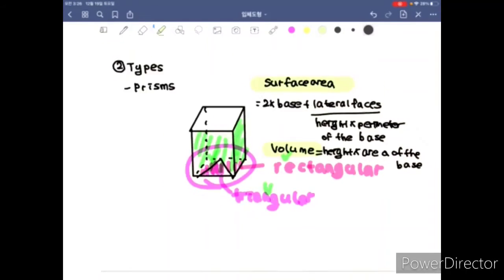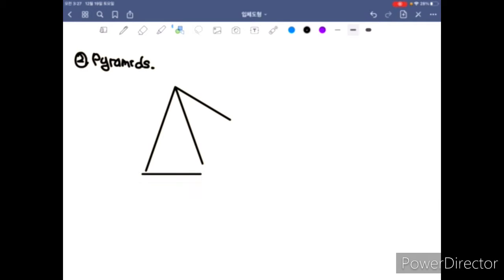Now that we know about the prisms, let's go on to the next type of polyhedron. So the next type of polyhedron is the pyramid. The pyramid is a polyhedron which has a base of any polygon and lateral faces of triangles that meet at a common vertex. It is also named by its base. So for example, there are these kinds of pyramids.